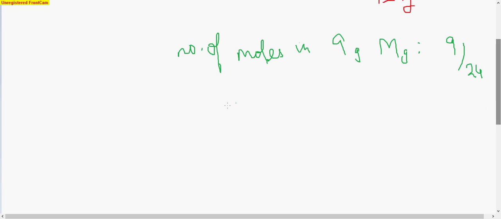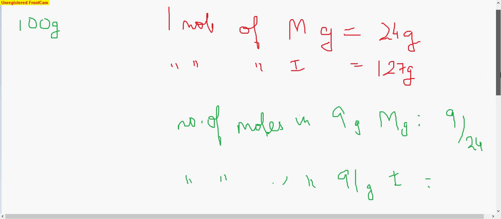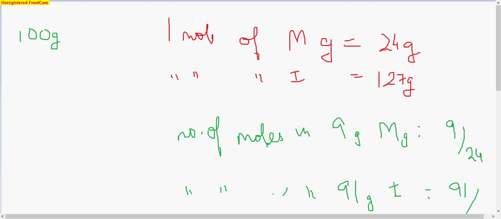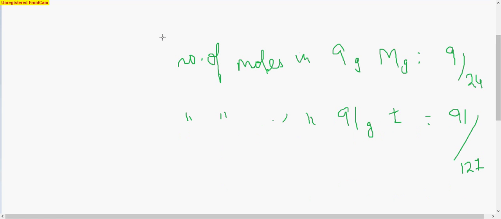Similarly, the number of moles in 91 grams of iron, right? 91 grams of iron, 127. 91 divided by 127, right? Okay, now we need to find the ratio, right? I'm moving this off, and I'll be moving this upwards.